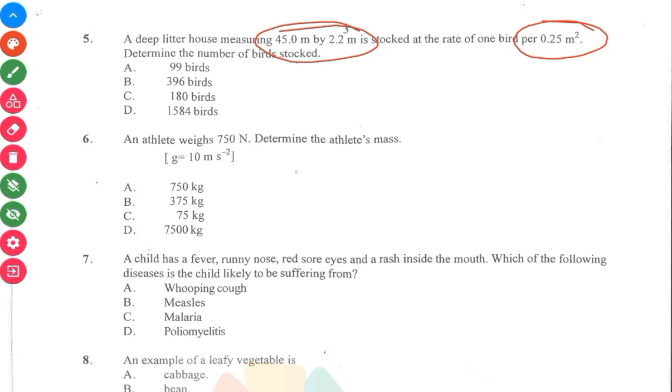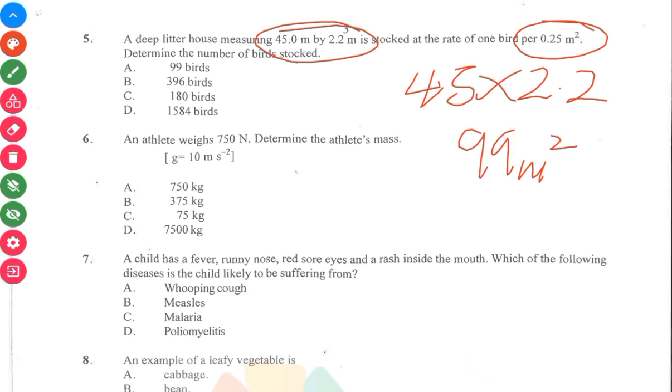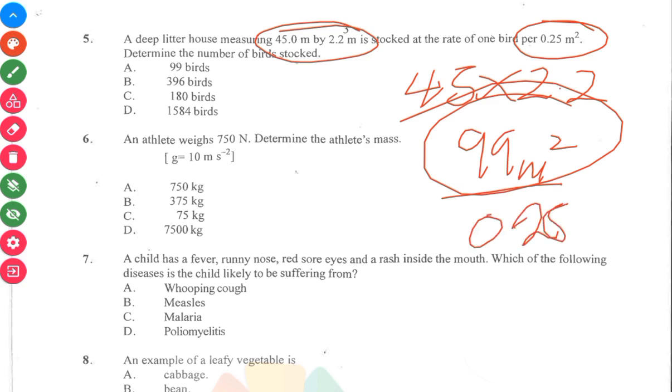So we are going to multiply 45 by 2.2, and doing this calculation we are going to have 99 meters squared. And what I will do is I will divide, since this is the total area, divide by 0.25, and 99 divided by 0.25 is giving me 396. So my answer for 5 is B, 396 birds.